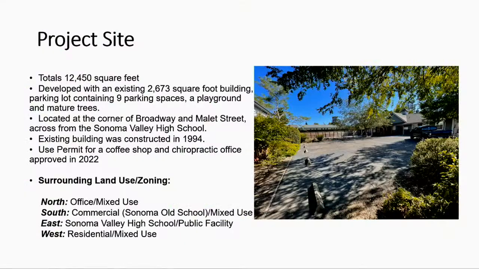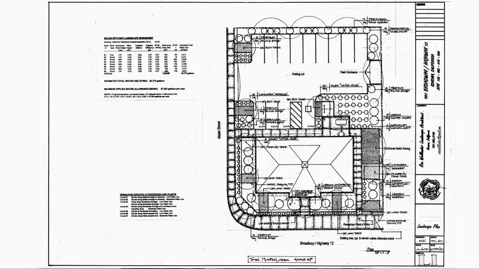So it's a 12,000 square foot site with a 2,600 square foot building and a parking lot. This is right across from the Sonoma Valley High School. The use permit that was approved by the Planning Commission is for a coffee shop and a chiropractic office. One of the conditions of approval for the use permit was for the landscape plan to be prepared, reviewed, and approved. And so that's what is before the commission this evening.